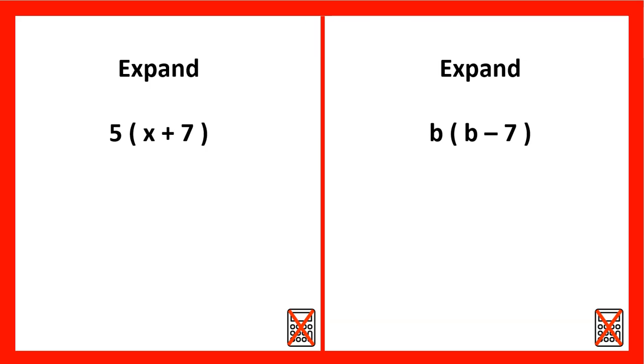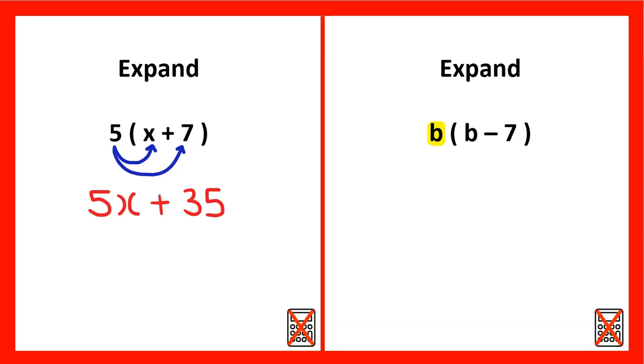Starting off with the first example, we have 5 bracket x plus 7. So to start off, we'll need to multiply 5 by the first term that's inside the bracket, which is x. 5 times x is 5x. Next, we'll need to multiply the 5 by 7. These are separated by a plus, so 5x plus 35.